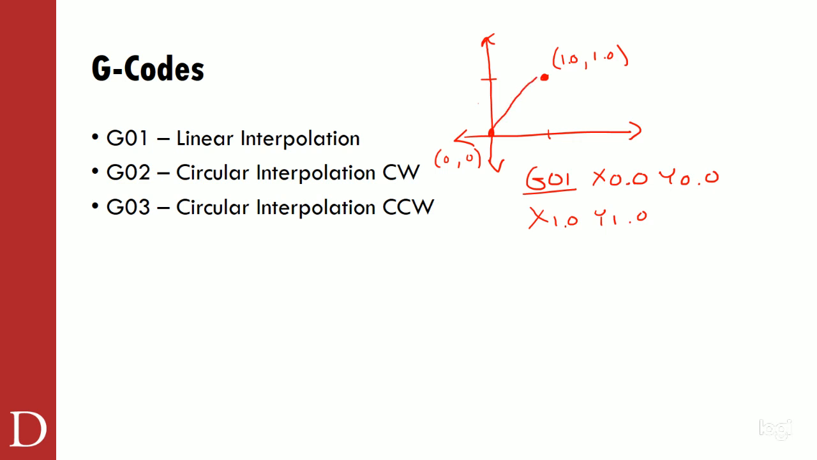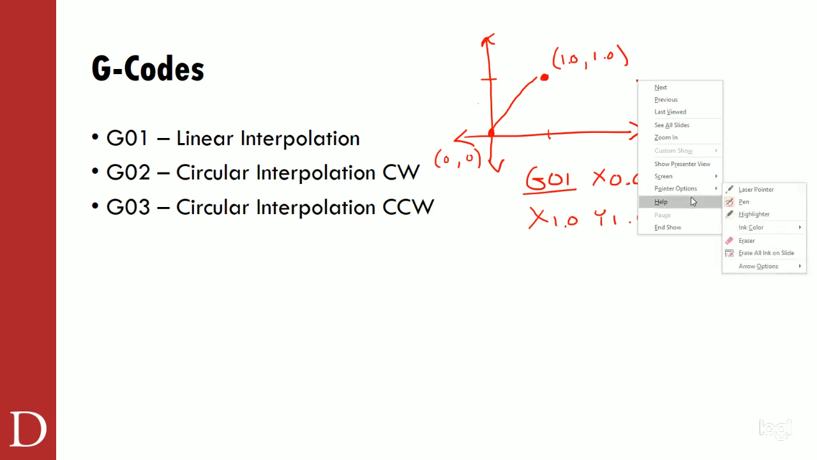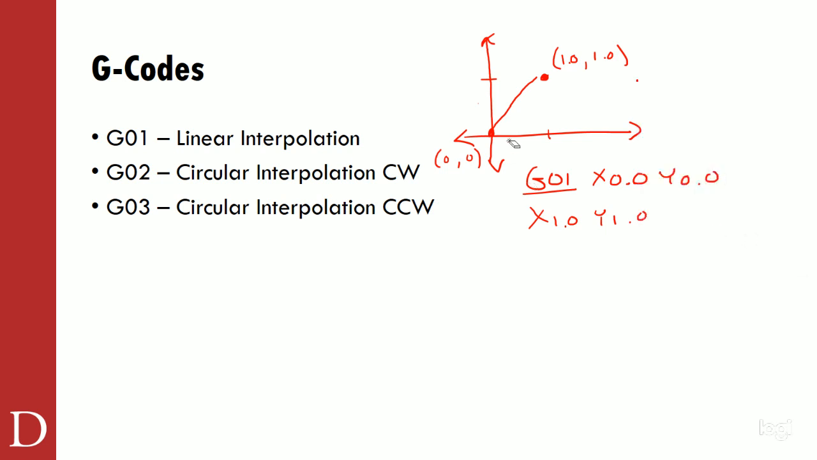Now that would require me to actually be able to draw a straight line, which apparently I can't do. Let me try doing that one more time with a little better line there. We'll go to pointer options and go to a pen again. There we go. Let's go down. Well, there you go. It's a straight line between those two points. So I'm going to mill in a straight line between those two points.